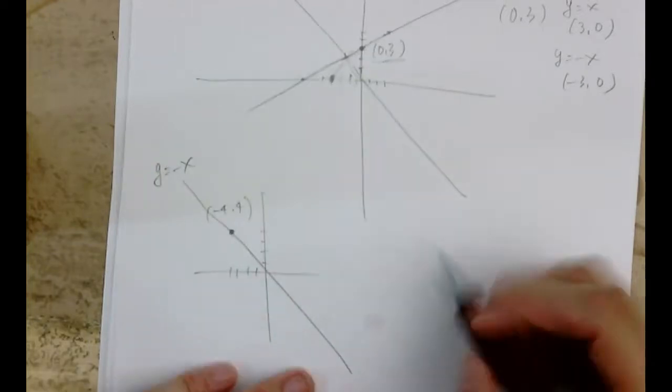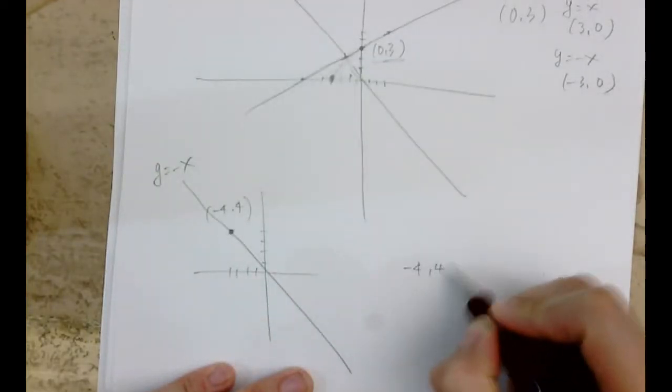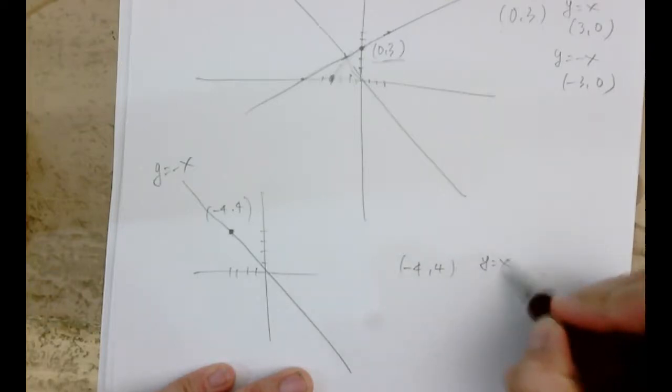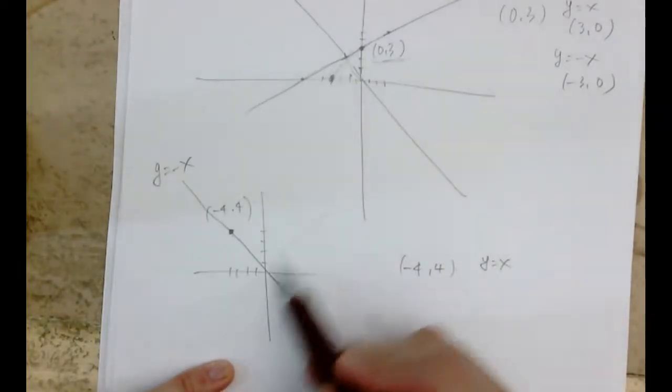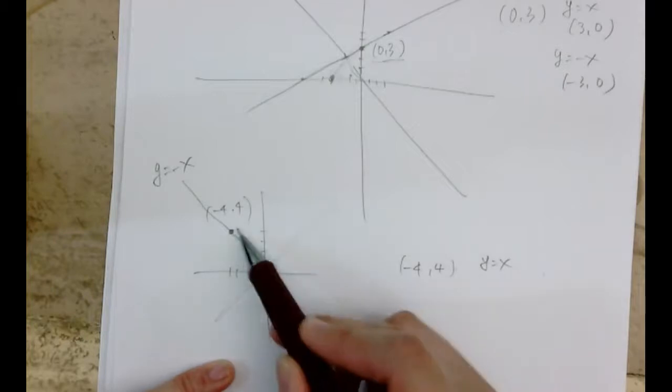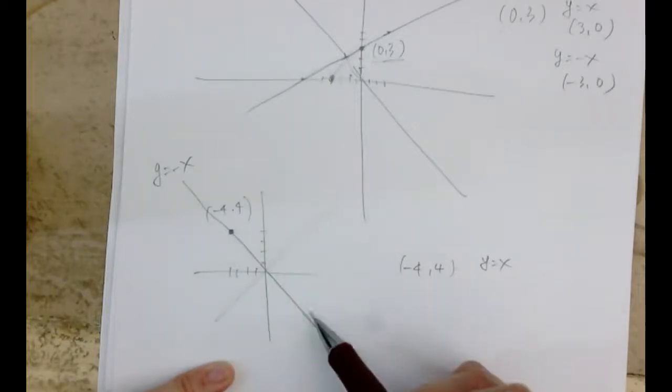And here I show you why. (-4, 4) reflected over y equals x. If you reflect over y equals x, this is going to go over here, right? You have to reflect over here.